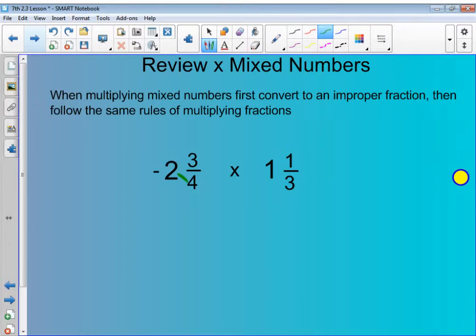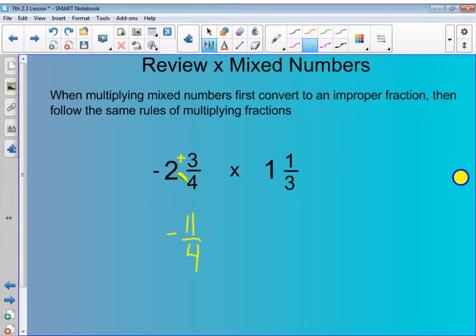I'm gonna change my color here. Multiply your whole number times your base number, or your denominator. So 4 times 2 is gonna give me 8. And then I'm gonna add my top number of 3. So 8 plus 3 is 11. So I'm now gonna look at this as negative 11, still over 4.